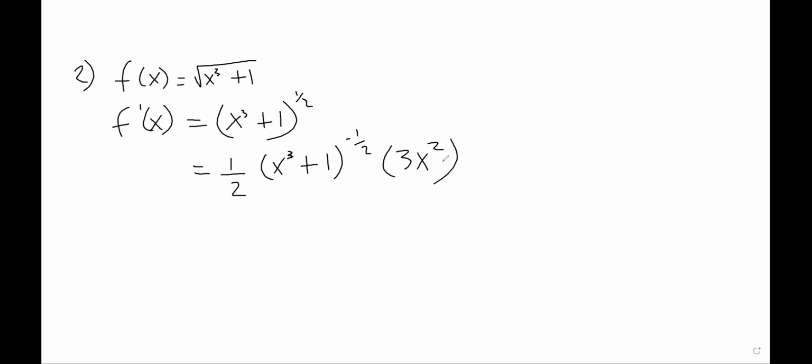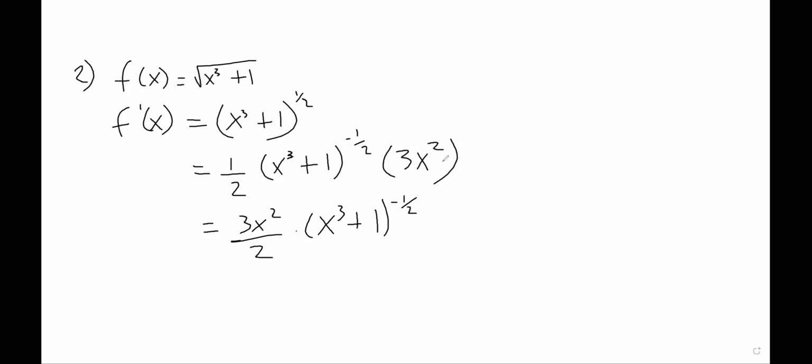They say that we don't need to simplify it, but it's easier. This is just going to look like 3x squared divided by 2. Let's make it neater: x cubed plus 1, all of that raised to negative a half. And that is our answer.